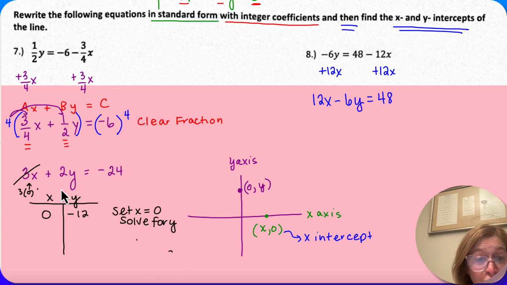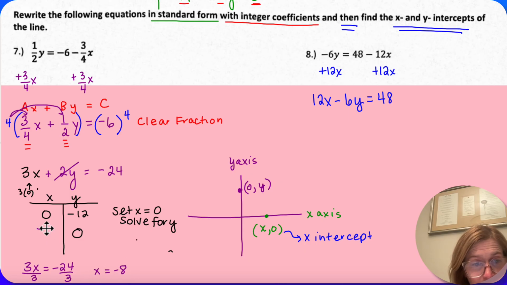To find the x-intercept, you do the opposite. You let y be 0. So if y is 0, here, let me fix that. If you let y be 0 and substitute it in, this goes away and I'd be left with 3x equals negative 24. Divide by 3. So then x would equal negative 8. And so there are my ordered pairs, 0, negative 12, and negative 8, 0. So again, to find the y-intercept, set x equal to 0. To find the x-intercept, set y equal to 0 and solve for x.